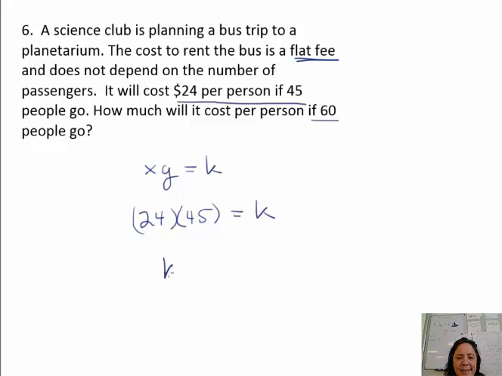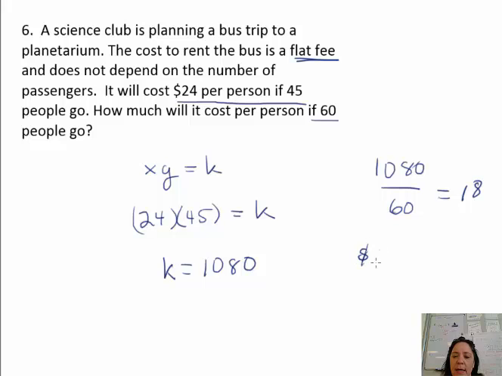So a quick check on my calculator tells me that k is equal to 1080. Now I need to find the cost if 60 people are going, and that is just going to be 1080 divided by 60, which, more calculator wizardry, is 18. So it's going to cost me $18 per person if 60 people go. And that's all.